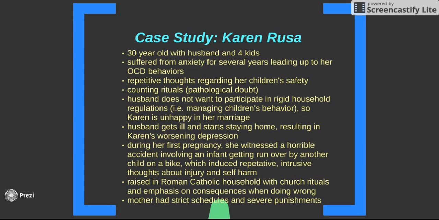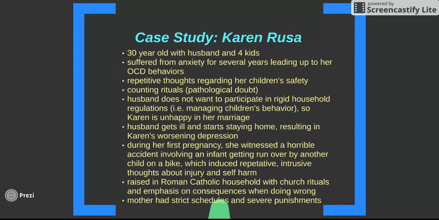Now let's take a look at the case study. Karen Rusa is a 30-year-old with a husband and 4 kids. She has had anxiety for several years leading up to her compulsive behaviors. She had repetitive thoughts regarding her children's safety. She imagined horrible accidents occurring at school, and one day imagined her son Alan had broken his leg during football practice. Even after reassurance that he was okay, she was still surprised that he came home uninjured.